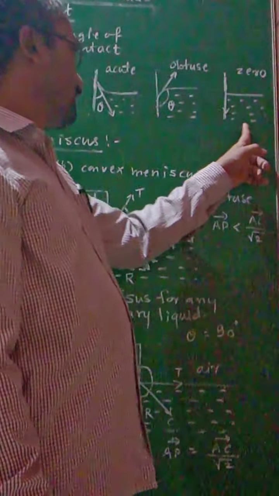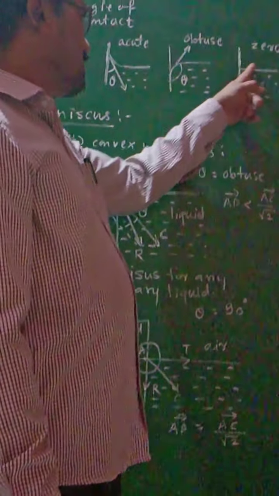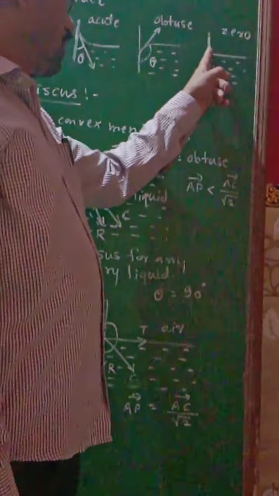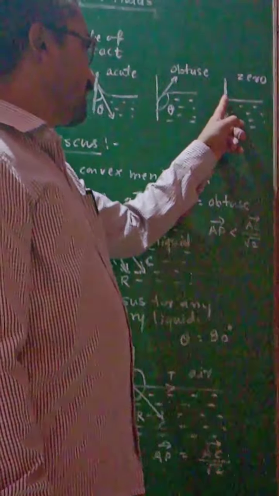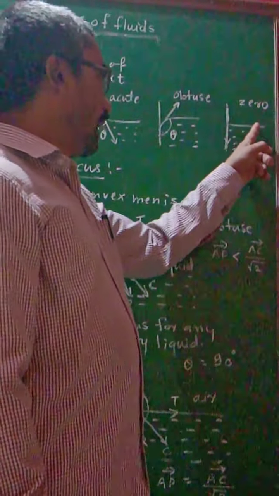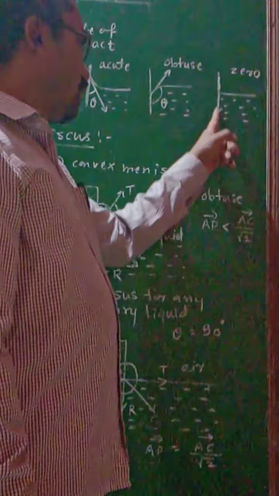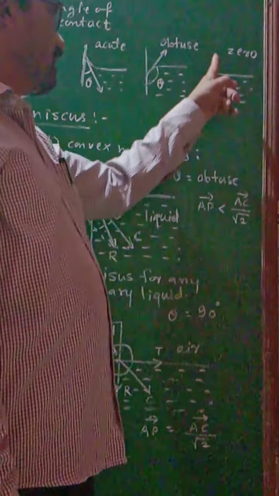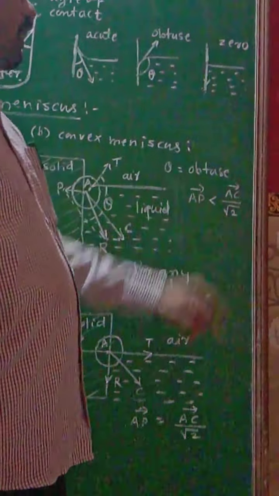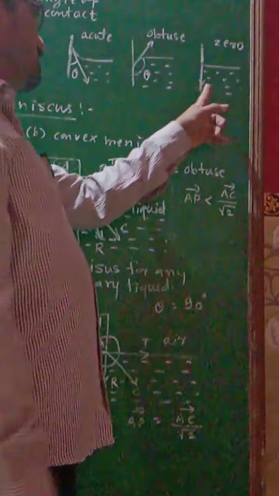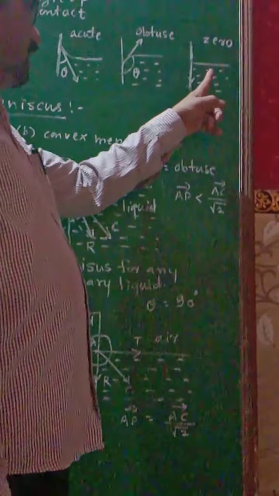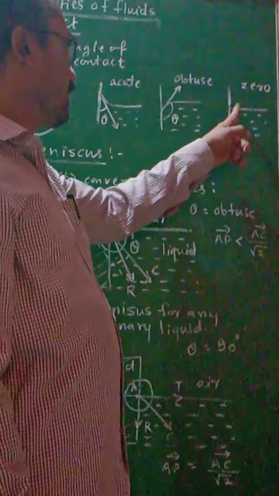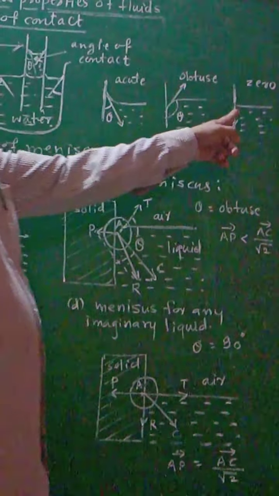For the third case, the liquid surface is plane, this is the solid surface, and therefore if we draw tangent to this liquid surface at the point of contact, it will be along the solid surface, and therefore as tangent and solid surface are coinciding, angle of contact will be 0. This will be only when the given liquid completely wets the given solid, and therefore here angle of contact will be 0.